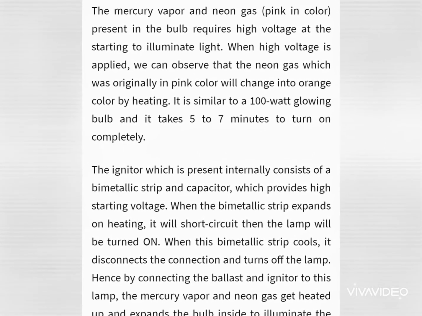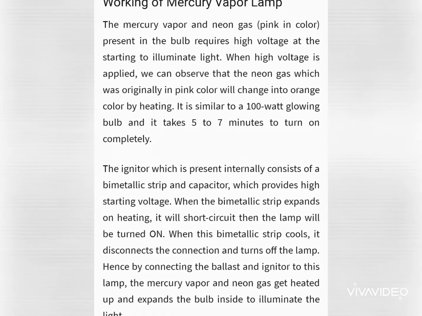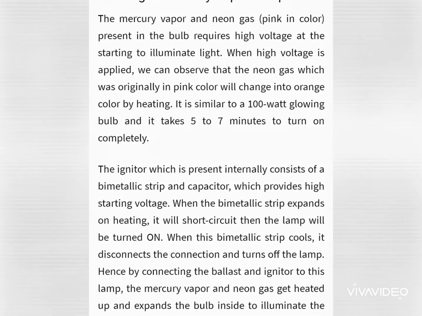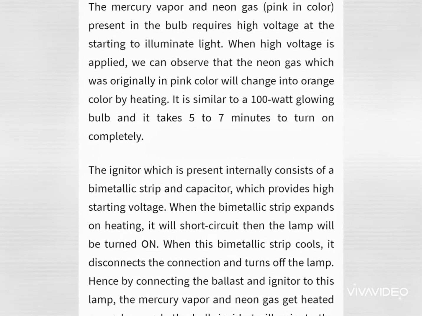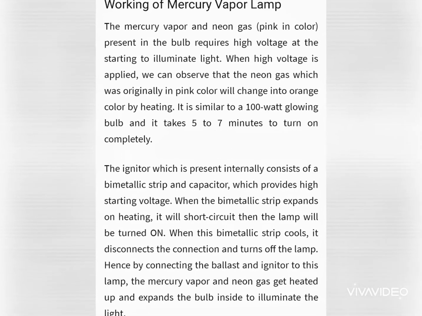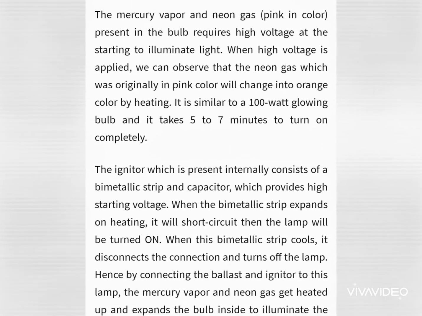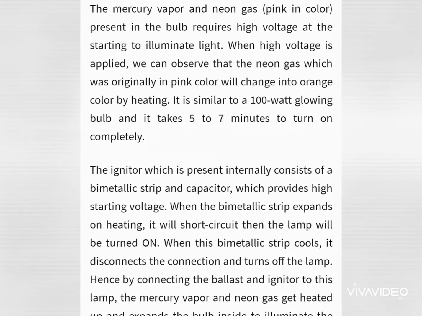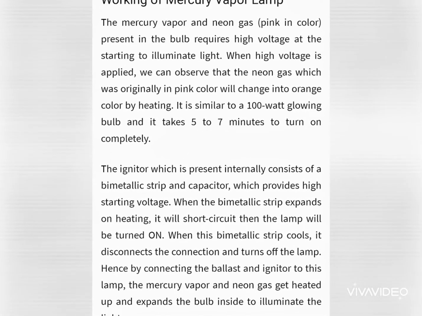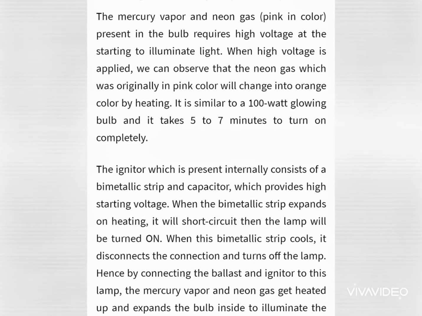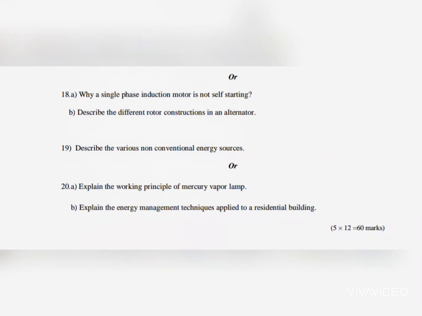The igniter which is present internally consists of a bimetallic strip and a capacitor which provides a high starting voltage. When the bimetallic strip expands on heating, it will short circuit, then the lamp will be turned on. When this bimetallic strip cools, it disconnects the connection and turns off the lamp. Hence, by connecting the ballast and igniter to this lamp, the mercury vapor and neon gas get heated up and expand inside the bulb to illuminate the light.